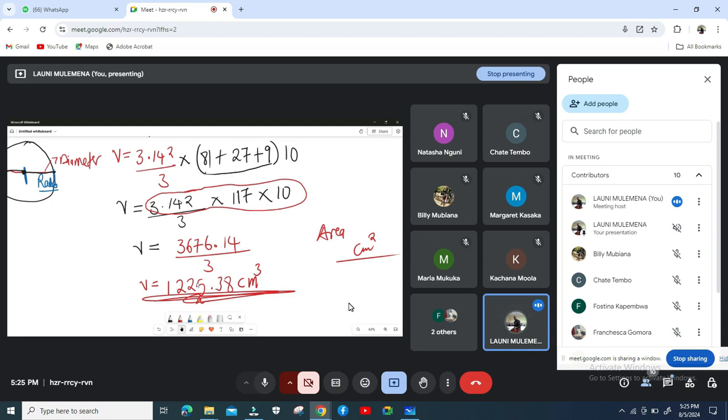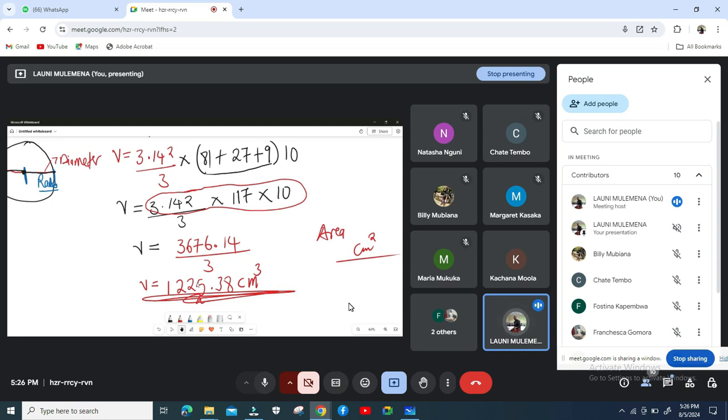Any question for me? So, sir, this is six marks. Yes, this is 6 marks. All right. What I've done, Madam Kachana, is provide you with a formula that can easily help you with the calculation of the volume. However, there is another method.